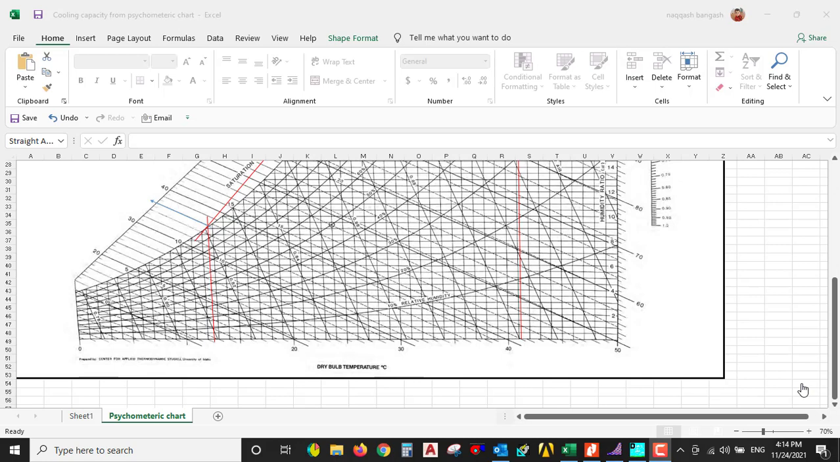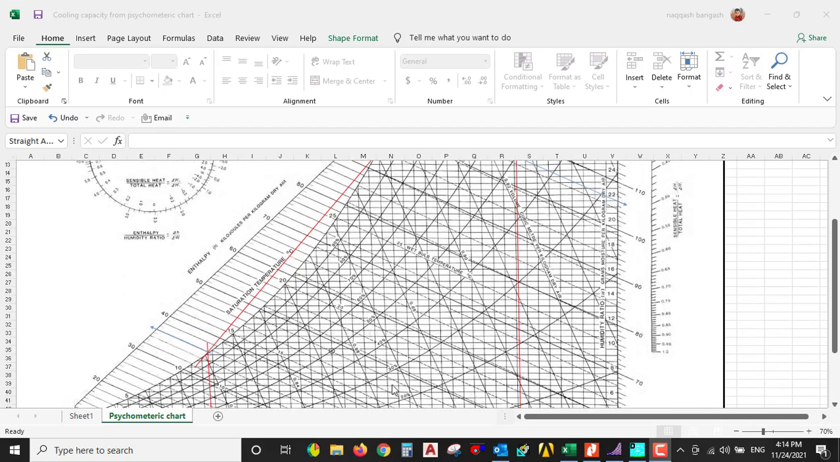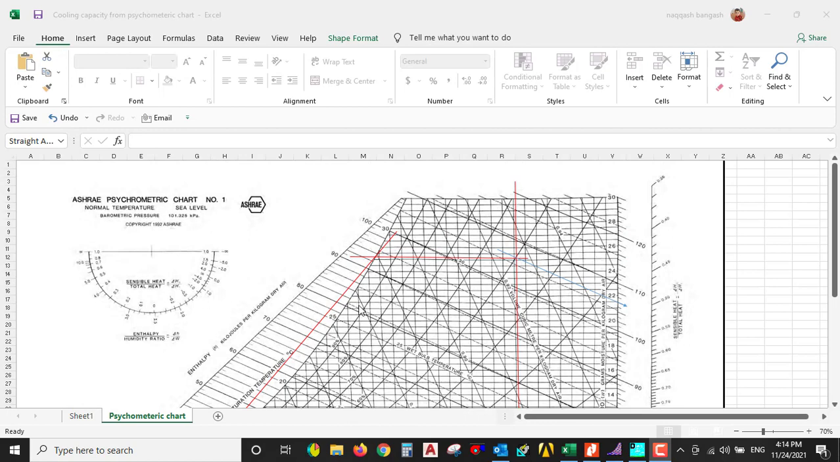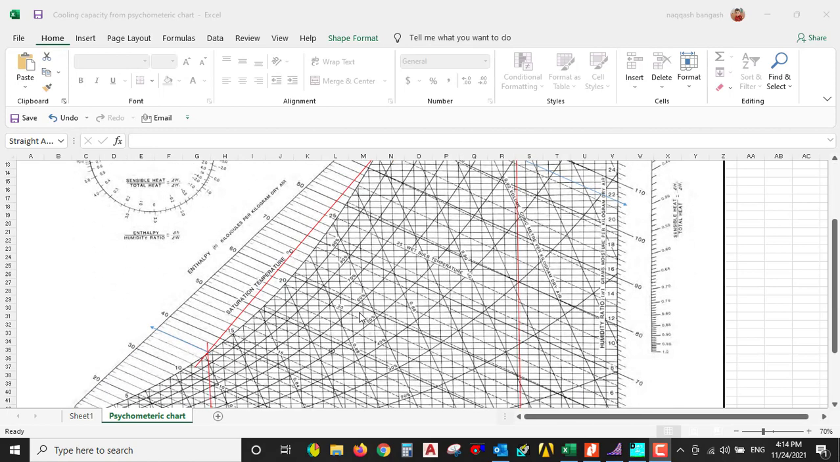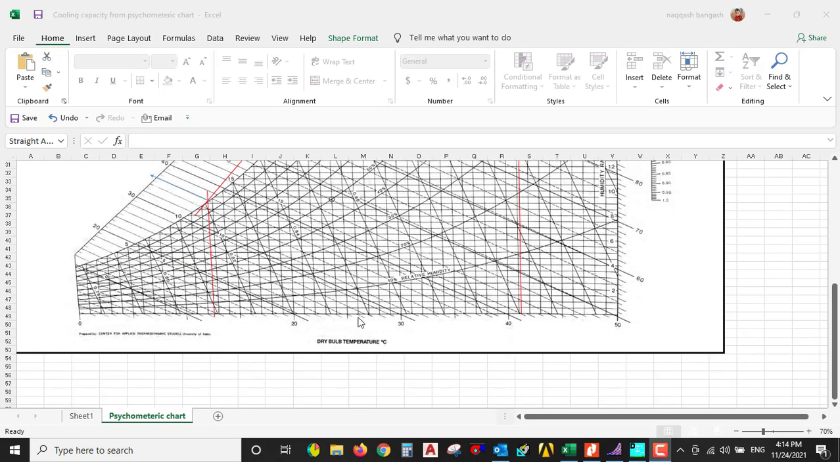Today our topic is how to calculate cooling capacity or coil load from a psychrometric chart. First of all, we will discuss the psychrometric chart. This is the psychrometric chart by ASHRAE. It's based on SI units, System International Units.